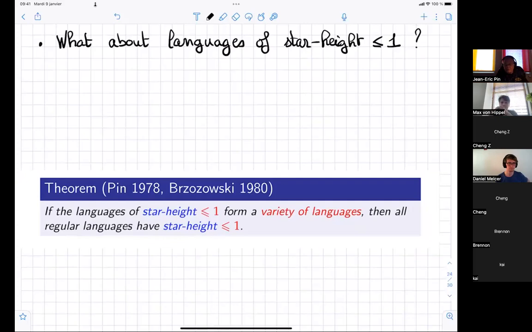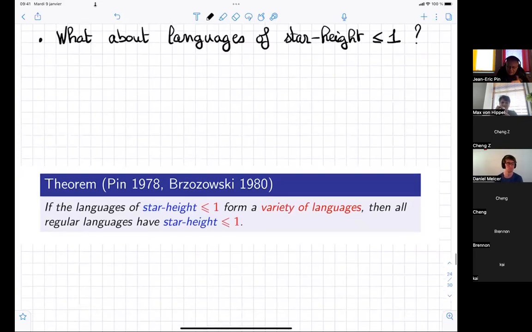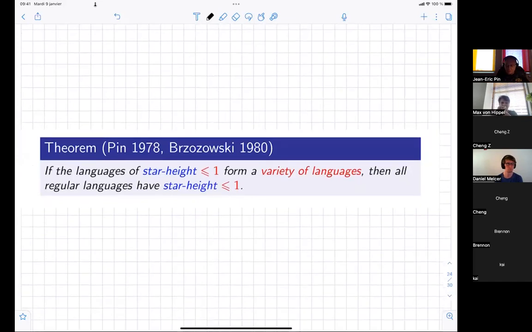The reason for this result is that actually you will see what is missing to be a variety of languages. Depending on whether you are optimistic about the languages of star height 1 or not, it could be considered as a very positive result or a very negative one. I hope you understand this.